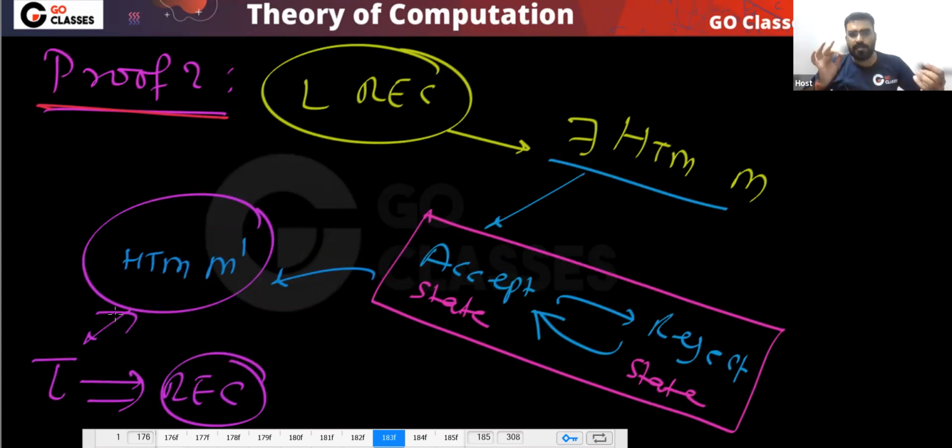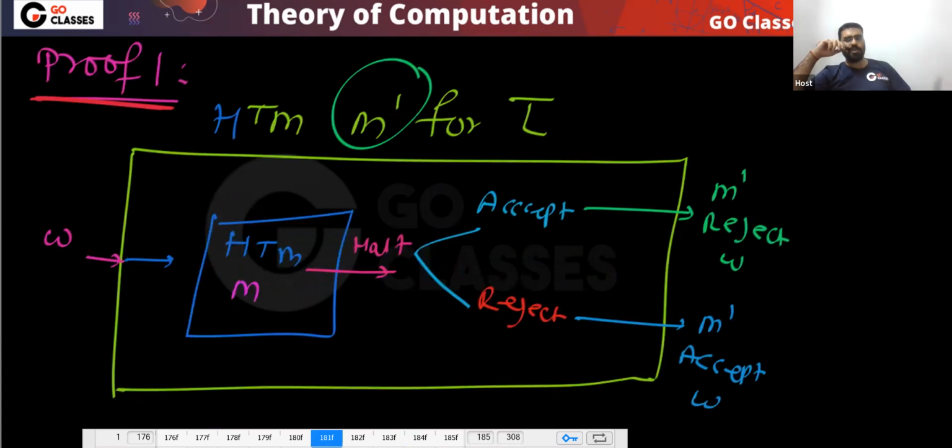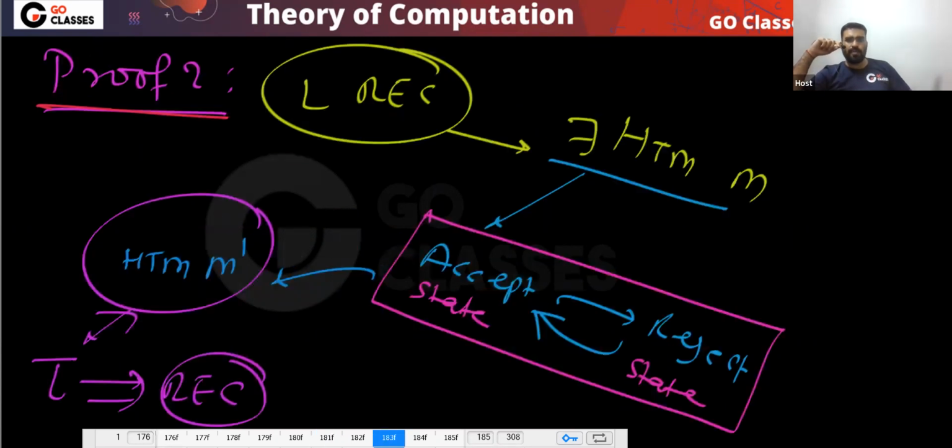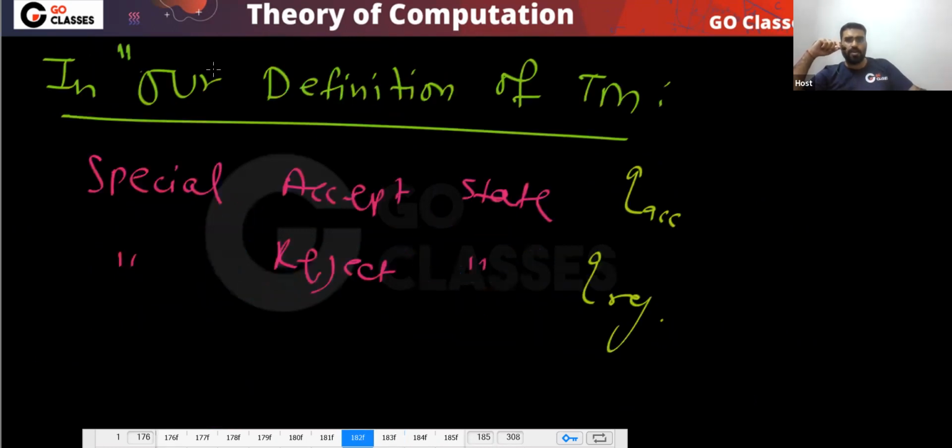So which proof is better? Both proofs are correct, but which is better? Proof number 1 is better, because it will work for any definition of Turing machine. Whatever definition of Turing machine you take, proof number 1 will work. But proof number 2 will work only for our definition of Turing machine. Okay? Is this clear? Does anyone have any doubt in this?